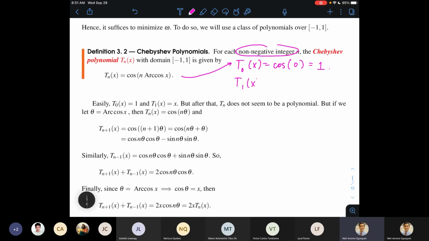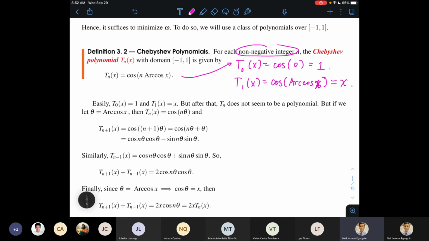And then t1 of x will be cosine of 1 times arccos of x. And then cosine and arccos are inverses of each other. So their composition will just give us x. So the degree 1 Chebyshev polynomial is x, the polynomial x. But again, this will be defined only over the interval -1 to 1. Unfortunately, beyond this, it seems na hindi na magiging polynomial yung Chebyshev, yung t sub n.